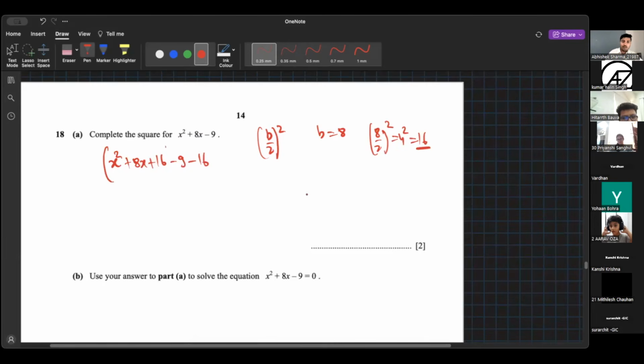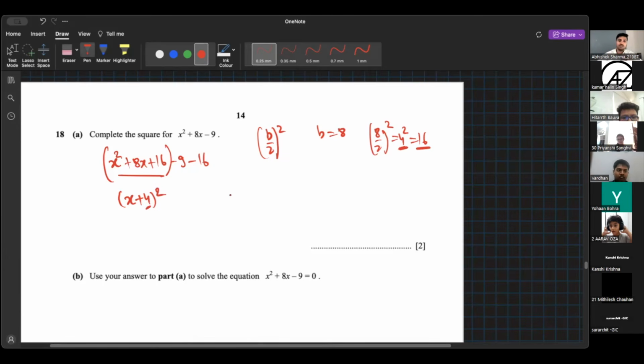Now the first 3 terms will always give you the square of the binomial, that is x plus 4 the whole square, because all the 3 terms are positive. That will make this the expansion of a plus b the whole square. Where is this 4 coming from? This 4 is exactly this 4.